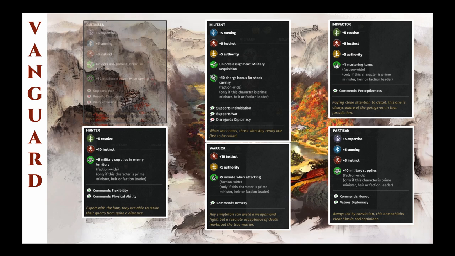Lastly, we have the Partisan, which adds 10 military supply with no restriction. So once again, a game design flaw here, as it's unbalanced when compared to the Hunter bonus in every way. And like the Hunter bonus, military supply boost, still terrible. So I can't recommend any of these backgrounds, and you also shouldn't really let a generic Vanguard become your Prime Minister, Heir, or Faction Leader.